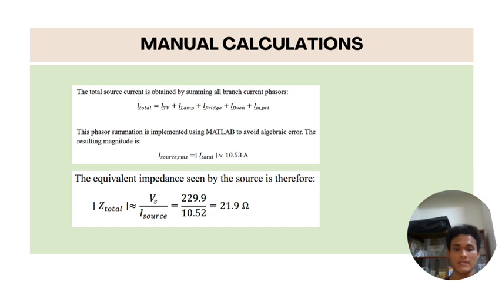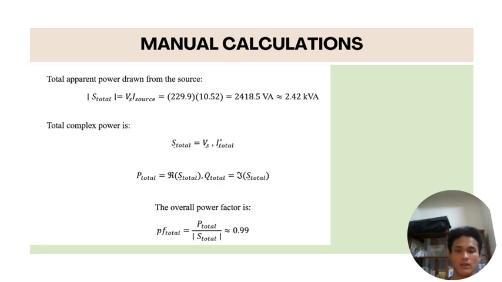The equivalent impedance seen by the source is therefore V source divided by I source, and is equal to 21.9 ohm. Next, we can calculate the total apparent power drawn from the source using the formula Vs times Is, and we obtain 2.42 kVA.